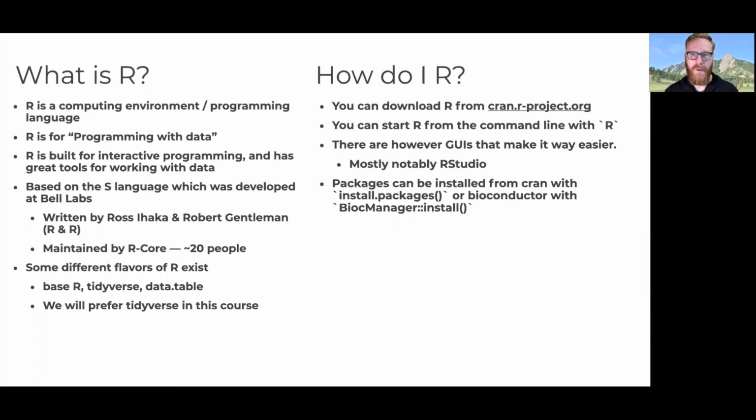If you want to get R on your own computer, you can download R from the CRAN website. And then it's really easy to start on the command line with just typing R and enter. But that doesn't give you a graphical interface, and that's way easier to use with GUI. So we'll be using RStudio in this course. And there are two primary ways to get packages installed in R. One is from the CRAN repository with install.packages, and the second is from Bioconductor, which I'll talk about a bit more in a few slides.